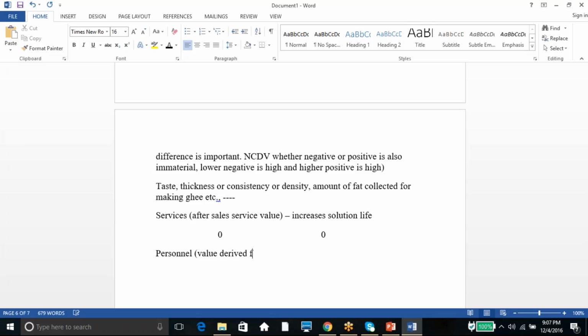Value derived from interaction with the company representative. Okay, so the Mother Dairy person is not very good to interact with, but the Amul guy is very good to interact with. So you will give a little higher personnel value. Both of them are self-service, then there is no difference. And it could be the other way around.